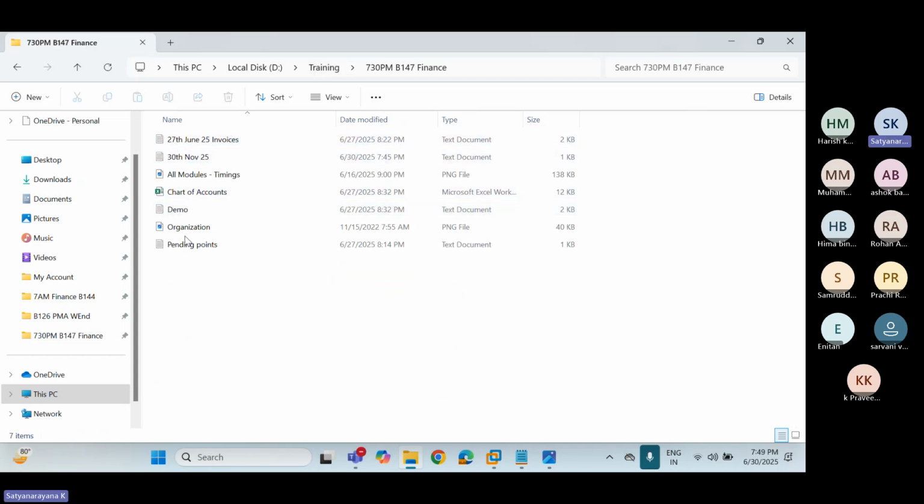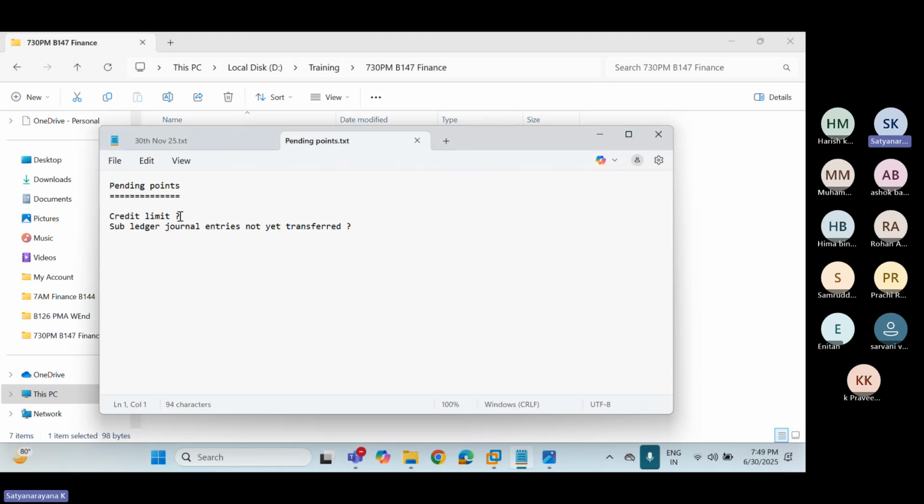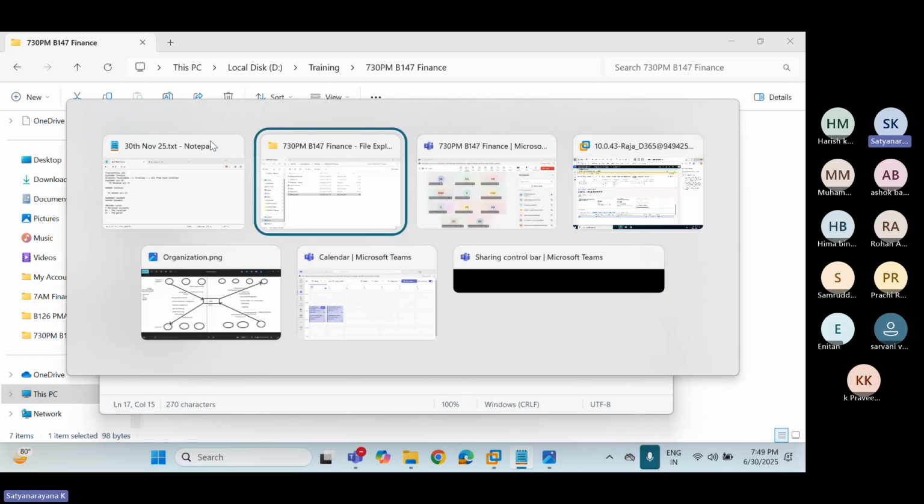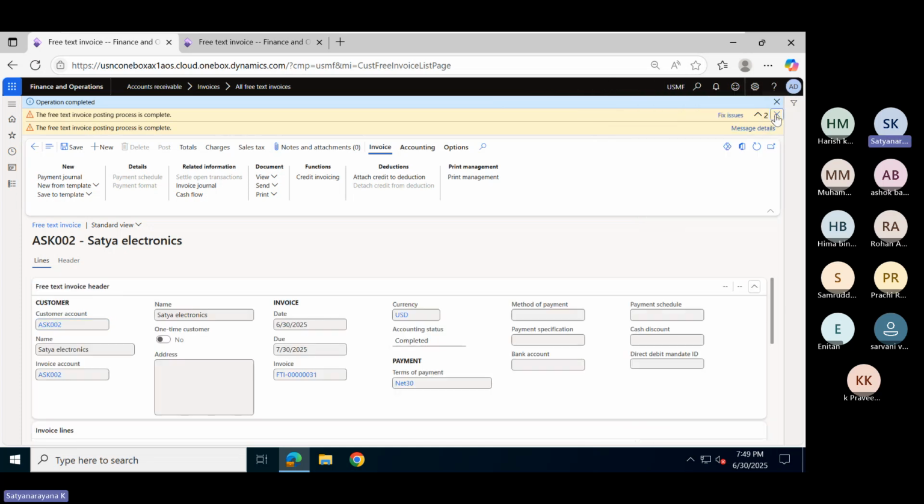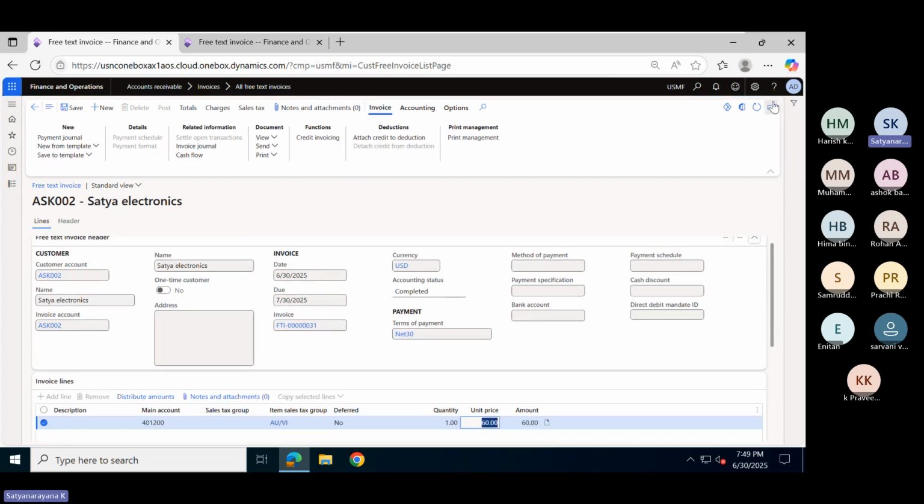So here I have written as a pending point: credit limit. What is this credit limit? You will understand later. At present it is a warning message only, but the operation is completed. So it was posted. But what is this? You will understand in future, but it is posted. It is a blue color ribbon. Okay, posted. Now I want to see the voucher.